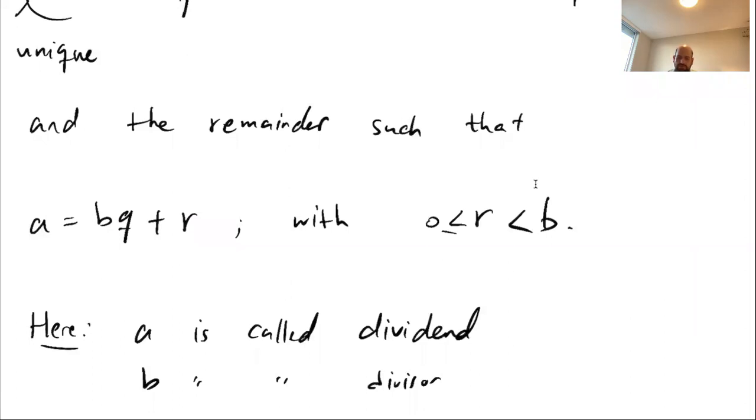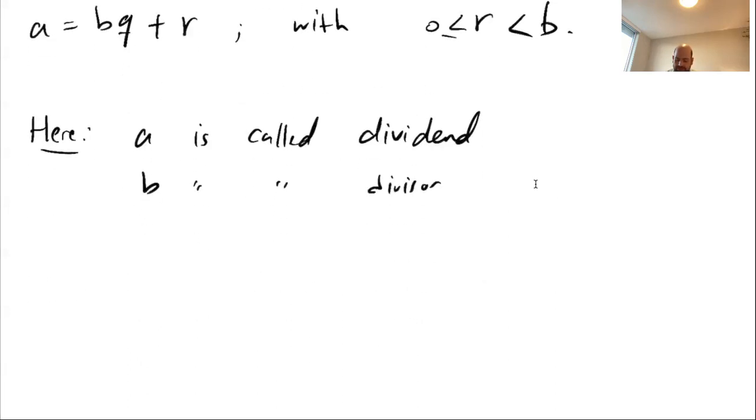And what is the important feature of the remainder? The remainder is either 0 or a number which is less than B, less than the divisor. And the quotient and remainder are always unique. You cannot have more than one quotient, or more than one remainder.